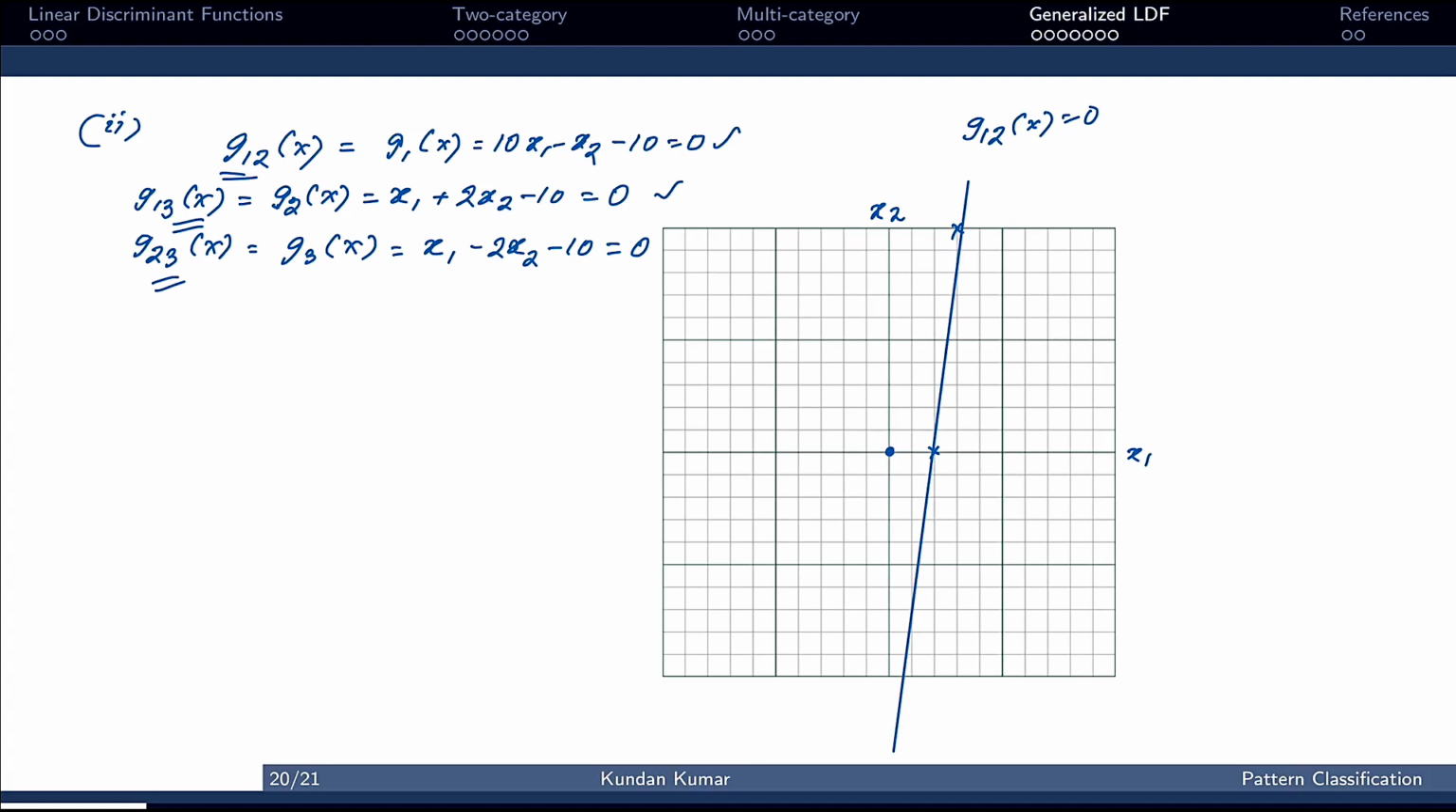The other line we have x1 equal to 0 and x2 equal to 5, and x1 equal to 4, x2 equal to 3. So the line joining these two points is g13(x) equal to 0. For the third line, x1 equal to 4 and x2 equal to minus 3, and x1 equal to 0 and x2 equal to minus 5, and this is g23(x) equal to 0.